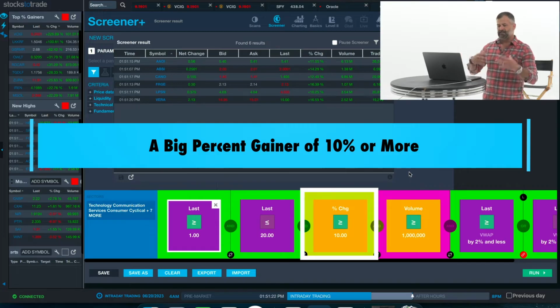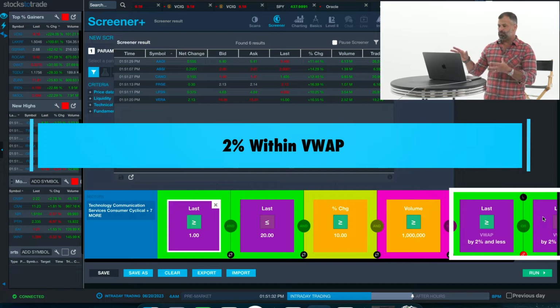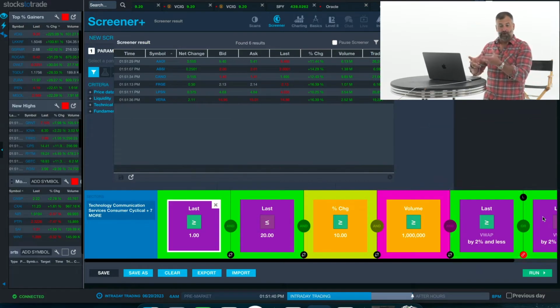The next thing I'm looking at is stocks that are up big on the day, more than 10%, trading big volume, greater than $1 million. And then the last criteria is stocks in that sweet spot of within 2% of VWAP, whether that be 2% below or 2% above, because I'm looking for stocks that are getting ready to break out. I don't want to find stocks that are already breaking out.